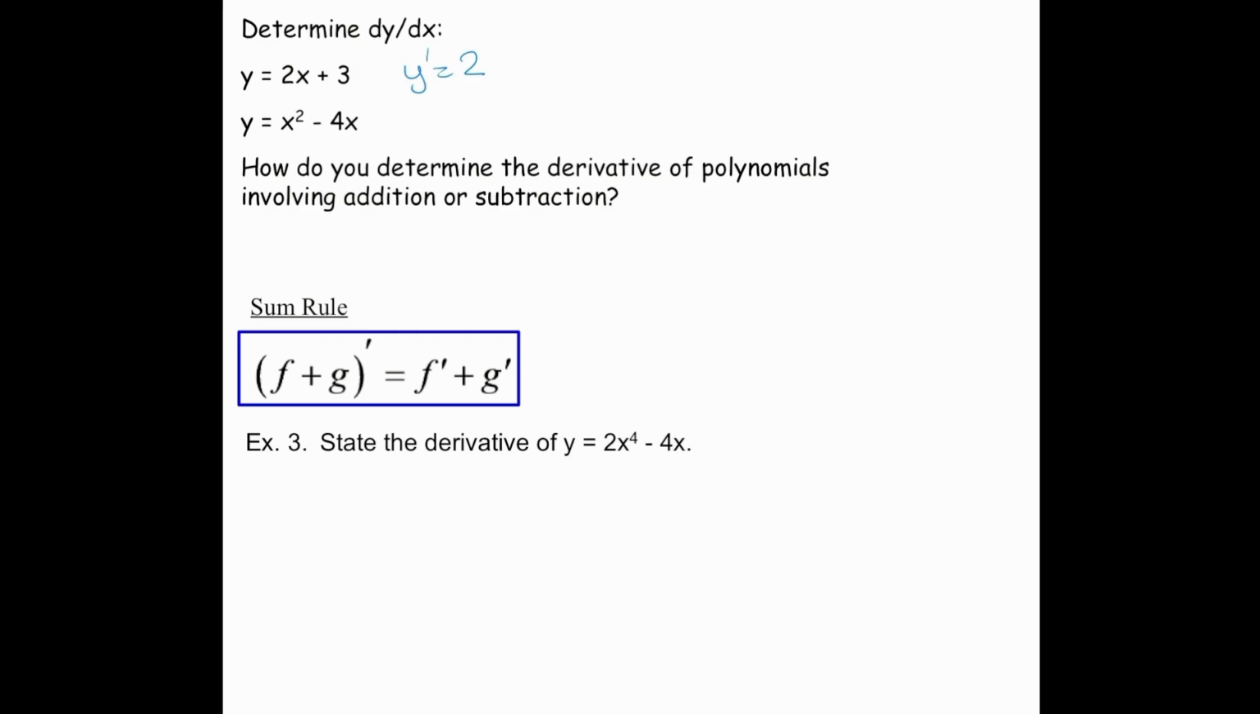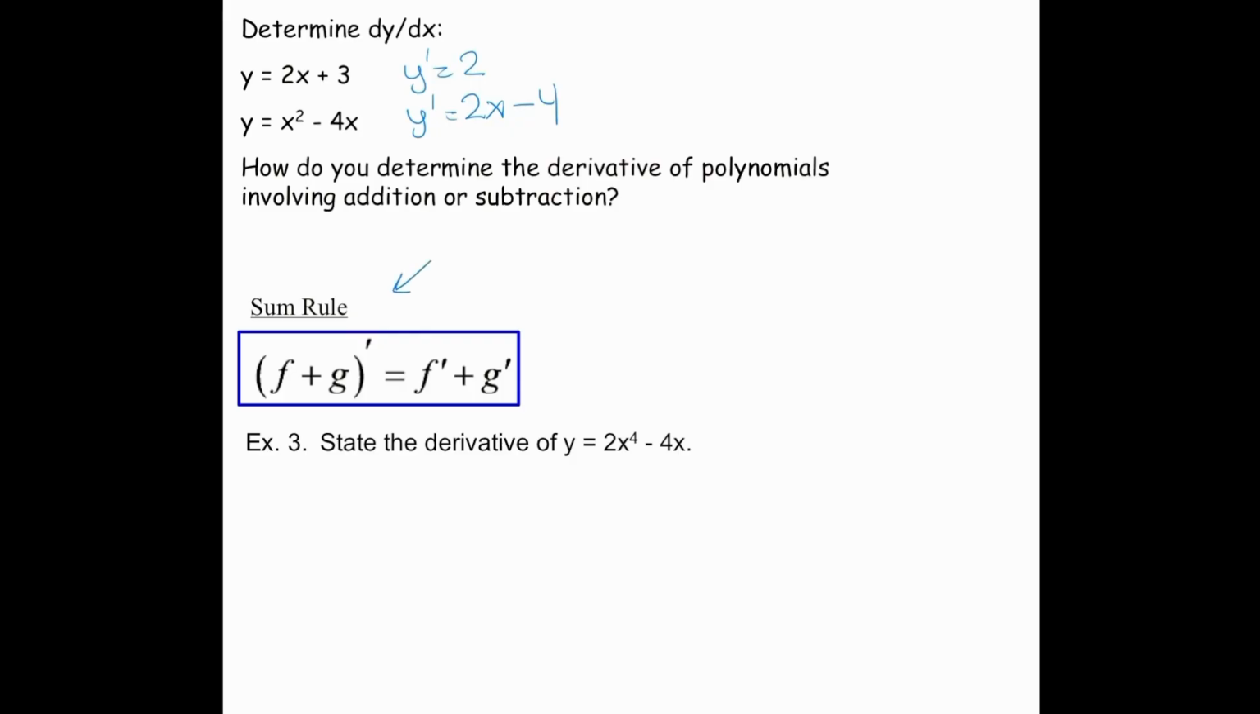Now, if I have a different equation, let's say y equals x squared minus 4x, I'm going to tell you that the derivative y prime is equal to 2x minus 4. Do you see how we got there? When we have multiple terms in a function that are added or subtracted, the derivative will be the derivative of each term added or subtracted together. And this is what we call the sum rule.